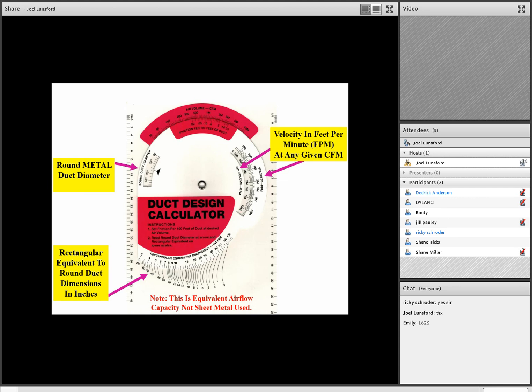So are there any questions or comments from anyone concerning the information that we've discussed so far on the duct calculator? Any questions or comments?